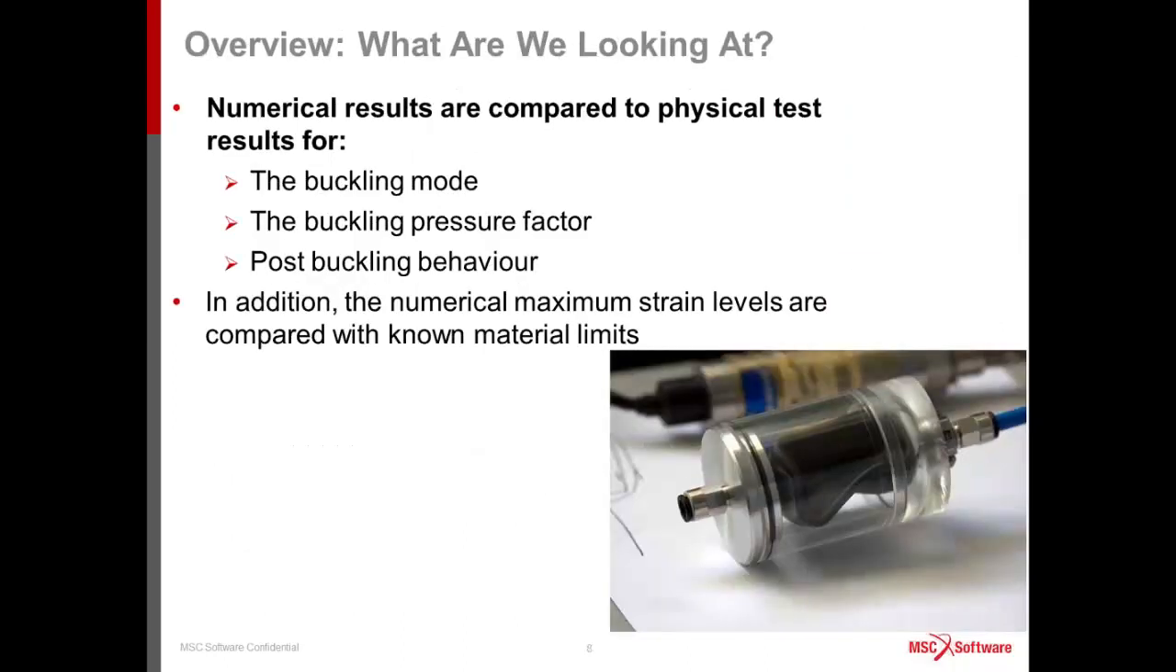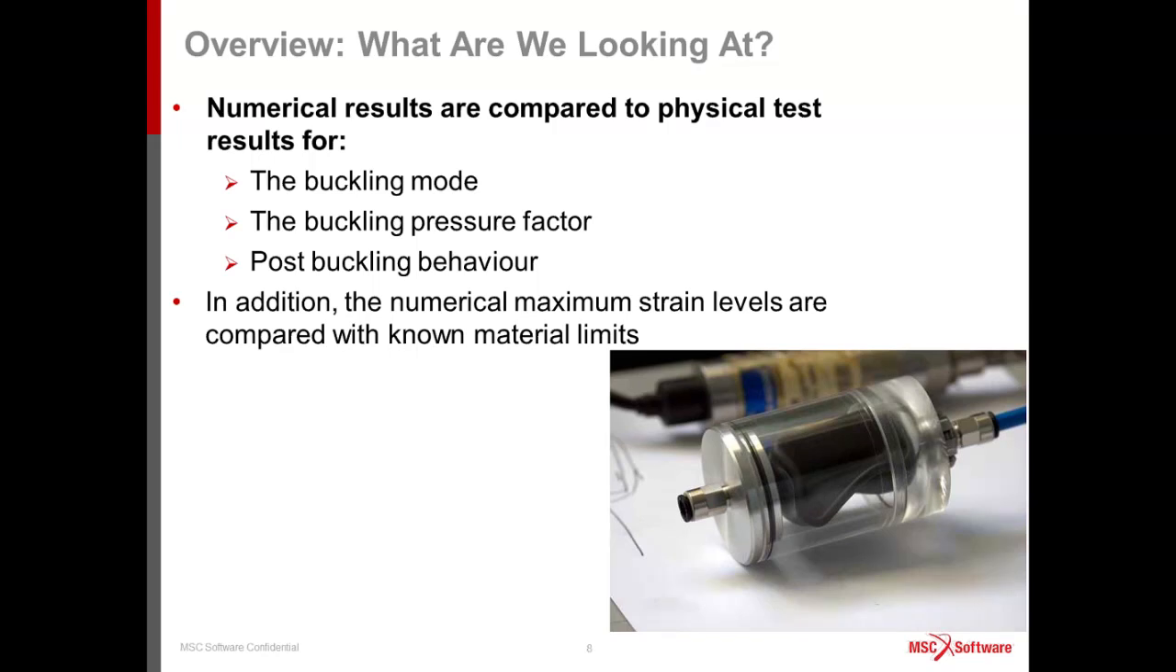So what are we looking at in terms of this analysis? We're comparing a numerical result to a physical test. We're looking at the buckling mode, the buckling pressure factor, or the initial buckling pressure, and the post-buckling behavior. In addition, we're also looking to compare the strain values with the known material maximums, so we can see that we're using the material within safe working limits.